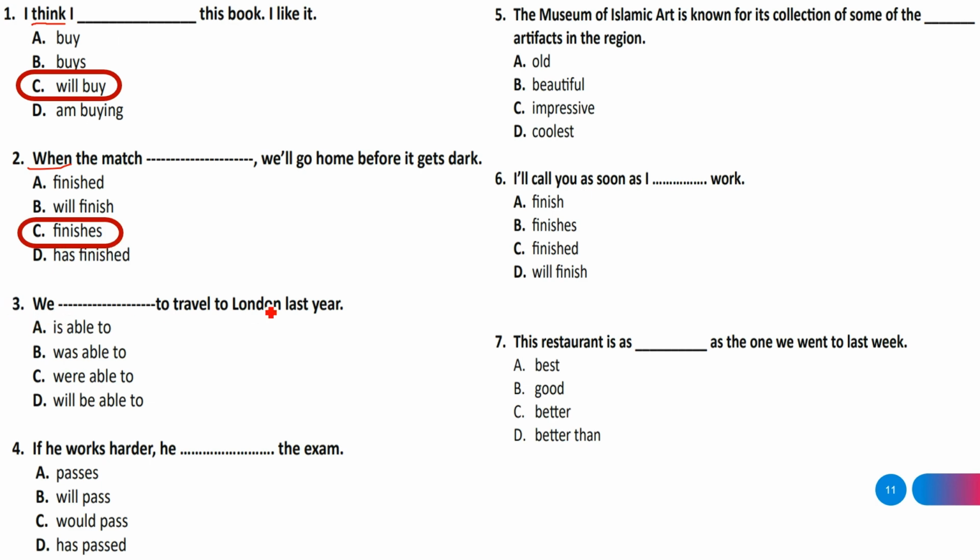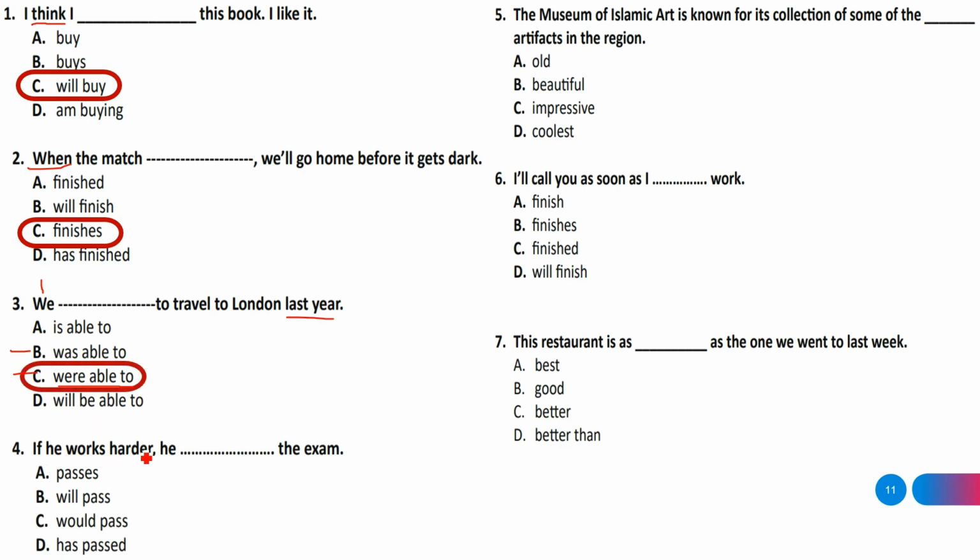Question 3. We to travel to London last year. لاحظ هون في عنا دليل زمني على الماضي. فبالتالي راح أدور على الخيارات اللي بتدل على الماضي. إما B أو C. وبما إنه أنا عندي الضمير هو we فراح أختار were able.